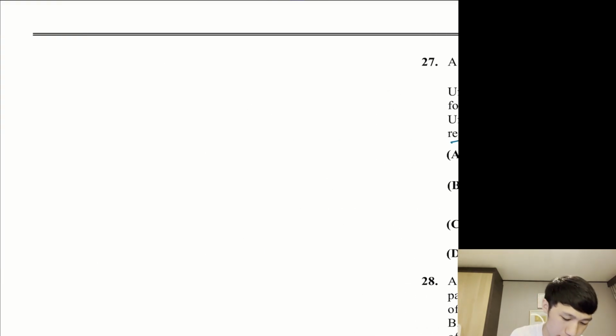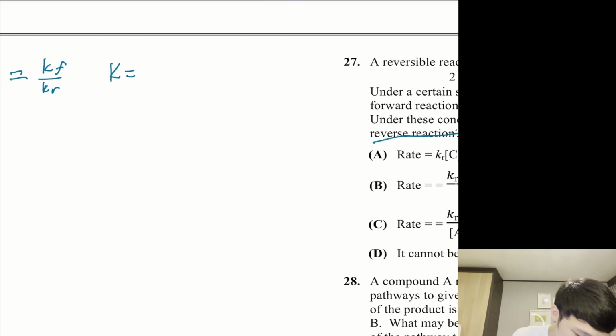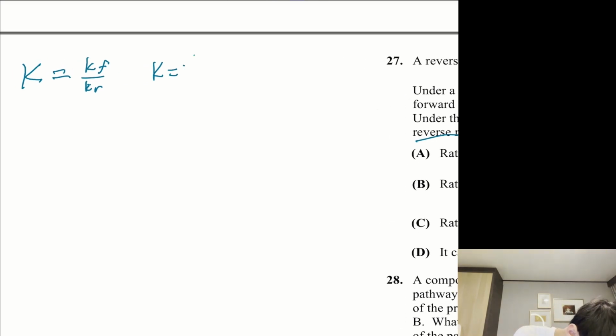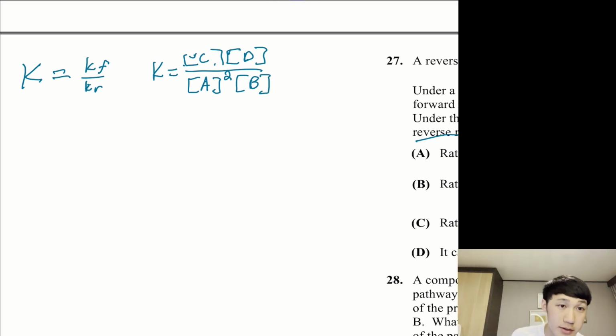So let's first start with the equilibrium constant K. The equilibrium constant K is equal to the rate constant of the forward reaction divided by the rate constant of the reverse reaction, so that's equal to Kf over Kr. We also know that the equilibrium constant using the law of mass action, in this case Kc, is going to be concentration of C times concentration of D over concentration of A squared times B. So we can set these two equal to each other.